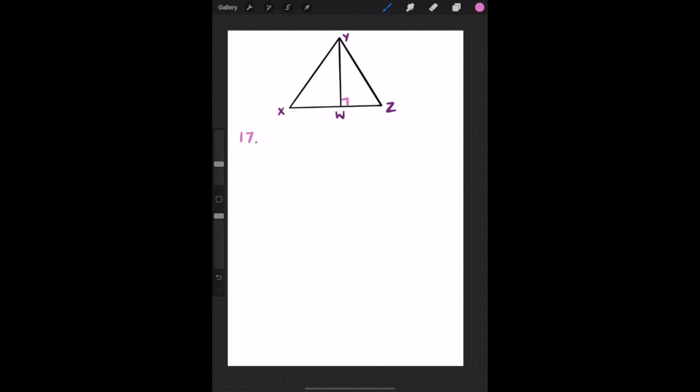17, we're trying to figure out what YW is considered because we just know that it's perpendicular. All we can say is that it is an altitude.